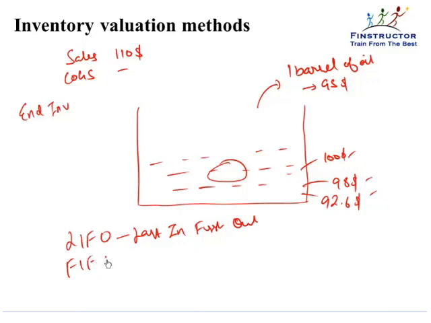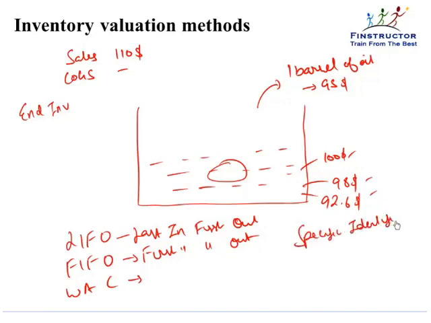FIFO assumes that the oil purchased first was the first to be sold. Weighted average cost assumes that all oil sold was at the weighted average cost, and what is remaining is also at the weighted average cost. In the specific identification method, this is normally done for high value items like jewelry, etc.